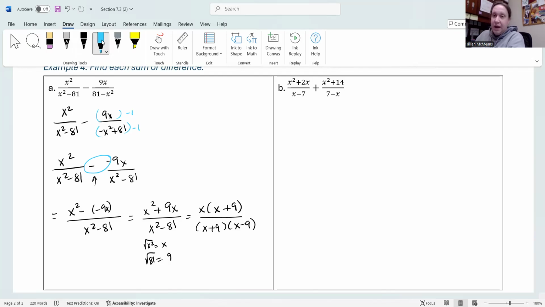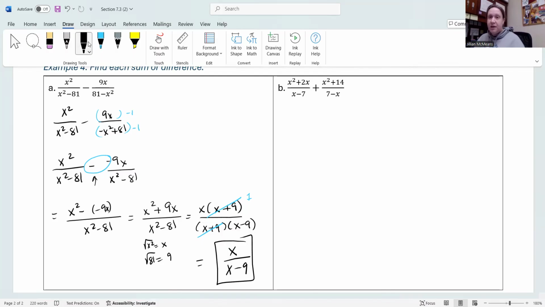I have an x plus 9 in the numerator and an x plus 9 factor in the denominator. Well, the factors of x plus 9 divide to just become 1. So that tells me that my final answer is x over x minus 9. And that's it. So not too bad, hopefully, anyway. So there you have it. That is adding or subtracting, in this case, two expressions that have opposite denominators.